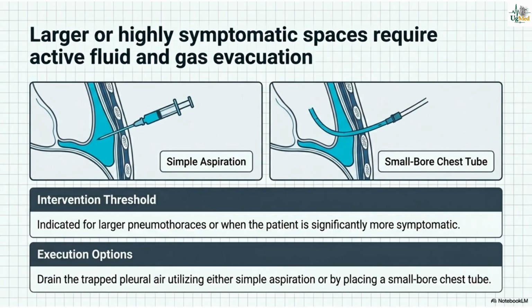When the pneumothorax is larger or the patient becomes significantly symptomatic, active evacuation of pleural air is required. Two common options are simple aspiration and insertion of a small bore chest tube. The goal is straightforward: remove the trapped pleural air, allow lung re-expansion, and relieve symptoms. Choice of technique depends on patient factors, local expertise, and institutional protocols.